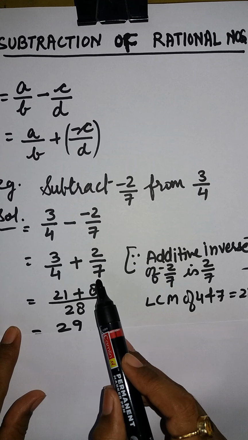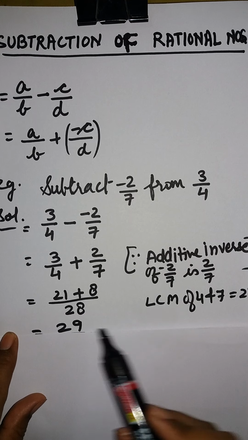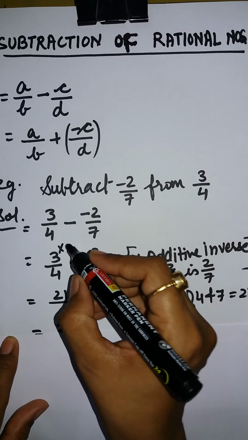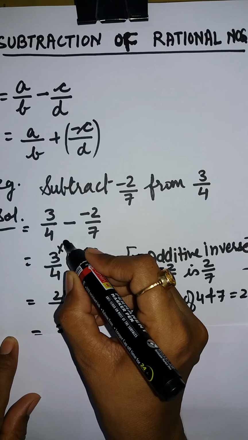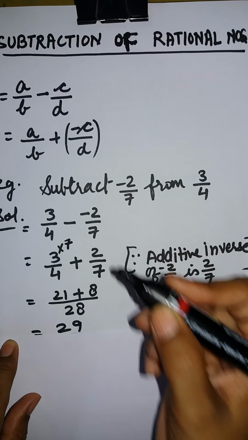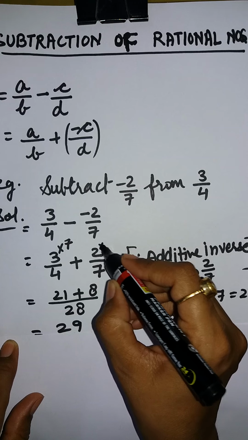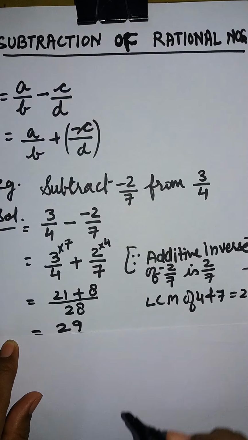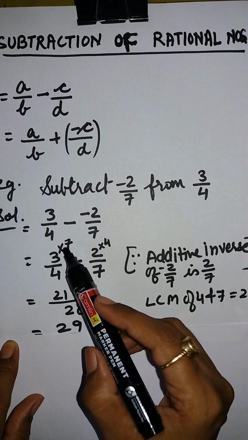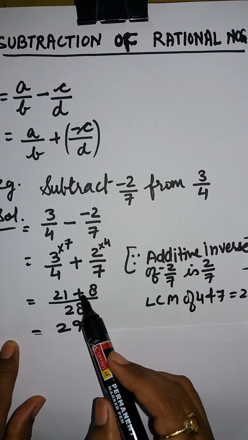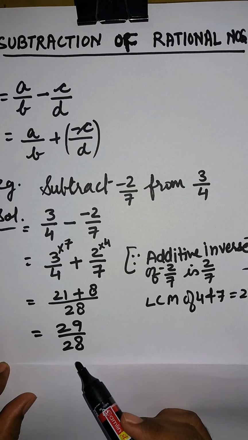The LCM of 4 and 7 is 28. So we write it: 4 when multiplied by 7 gives us 28, and 7 when multiplied by 4 gives us 28. 7 3 times is 21 and 4 2 times is 8. So when we solve it, we get 29 upon 28.